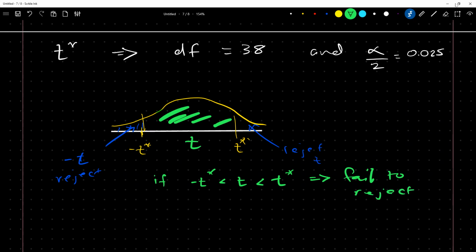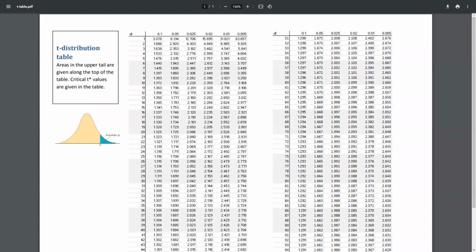Okay, so how do we get our T critical? Again, we need to go to the T table. So let's go ahead and do that. And I'm going to use the same one from the University of Utah page. All right. Okay, so we need degrees of freedom 38. So here's my degrees of freedom 38. And we need a 0.025. And so we go down here and we're going to get where the intersect is 2.024.